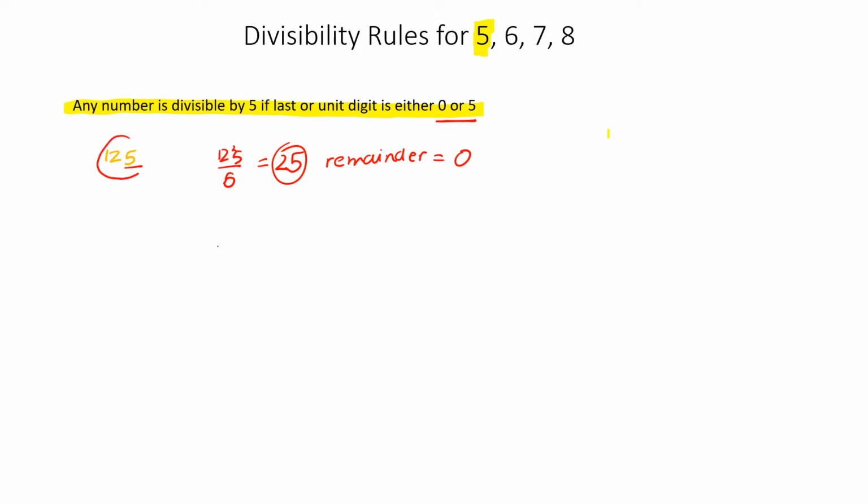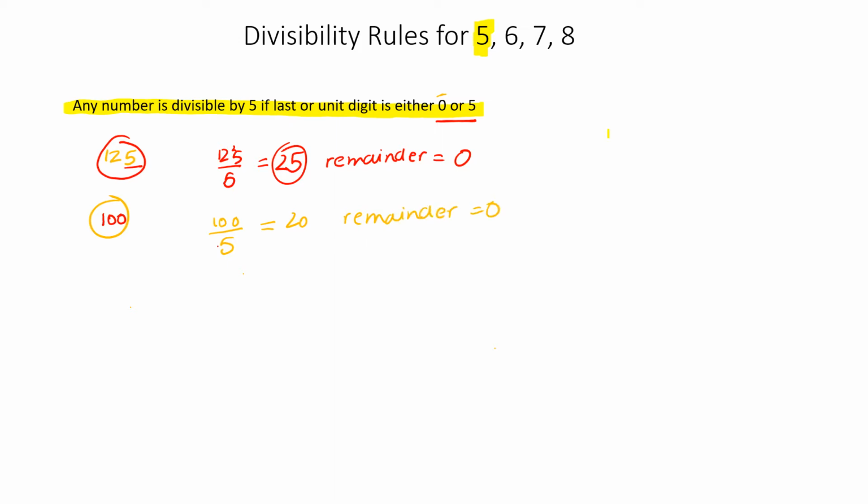So this example proves that any number which is divisible by 5 either ends with a 0 or 5. Now let's try a number that ends with a 0. Let's take 100. According to our rule, this number should be divisible by 5 because it ends with a 0 right here. So let's check if it's true. 100 divided by 5 is 20, with a remainder of 0.